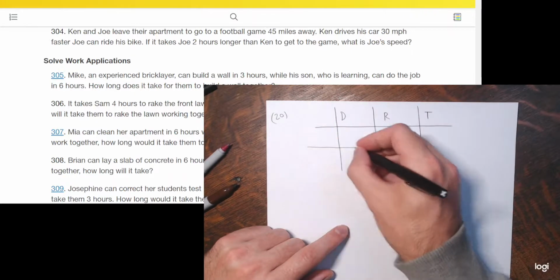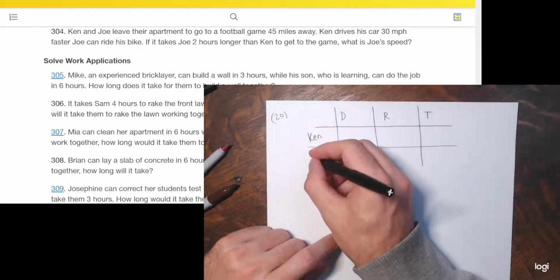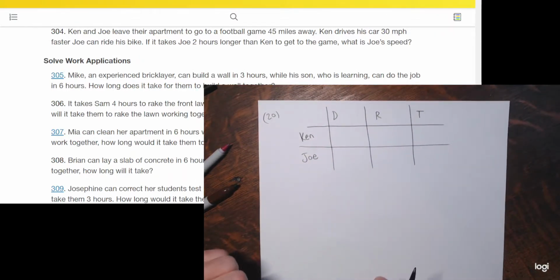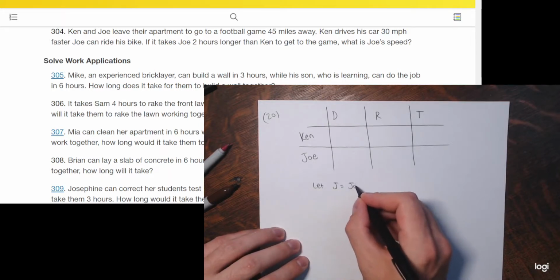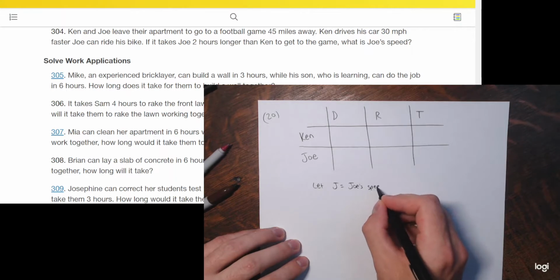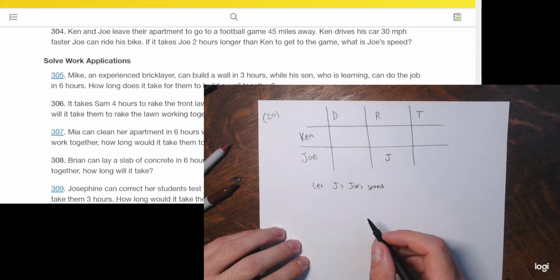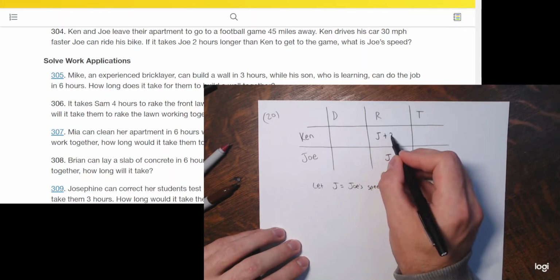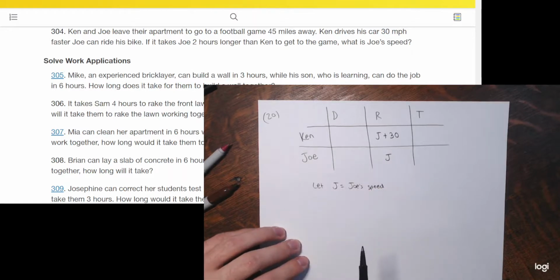And we're talking about Ken, who's in a car, and Joe, who is on a bike. We're asked to find Joe's speed. So I'm going to let J represent Joe's speed, Joe's rate on his bike. Put it in the rate for Joe. And it says Ken drives his car 30 miles per hour faster than Joe can ride his bike. So J plus 30 is how fast Ken is going in his car.